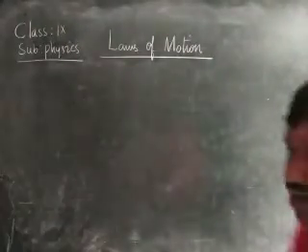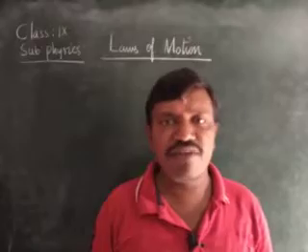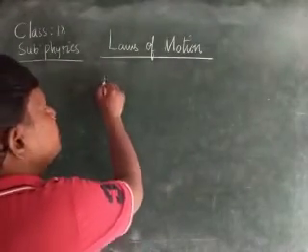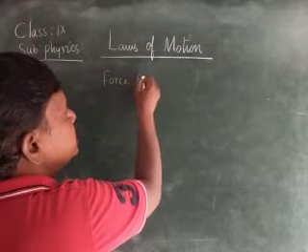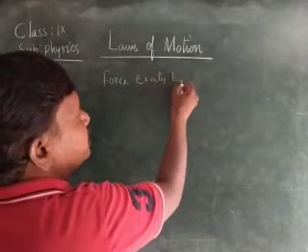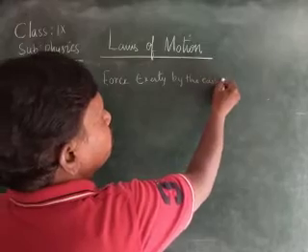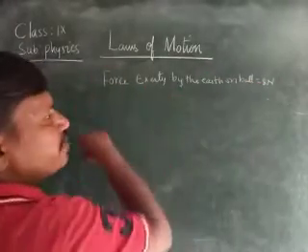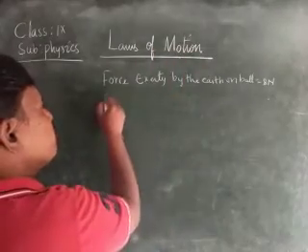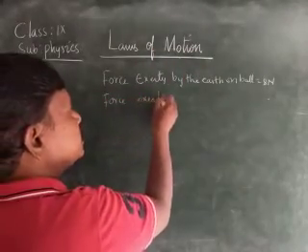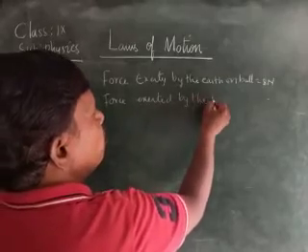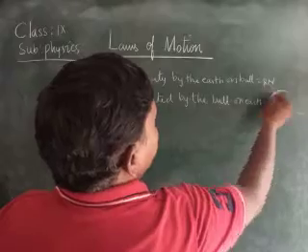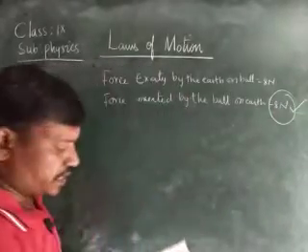According to Newton's third law, for every action there is an equal and opposite reaction. Therefore, here the force exerted by the earth on the ball is 8 newtons. Therefore, the same force will be exerted by the ball on the earth. The force exerted by the ball on the earth is also 8 newtons. Therefore, what is the answer? The answer is 8 newtons.